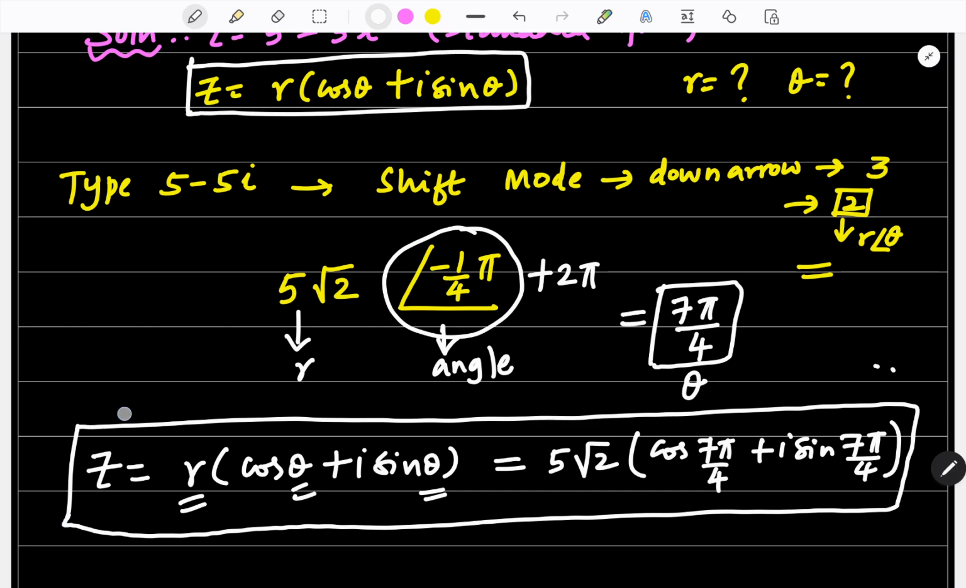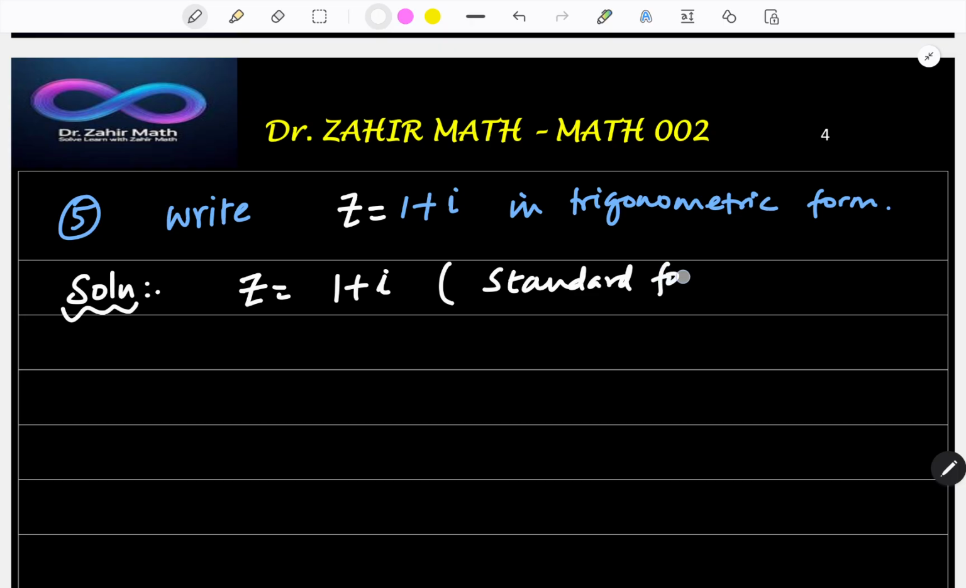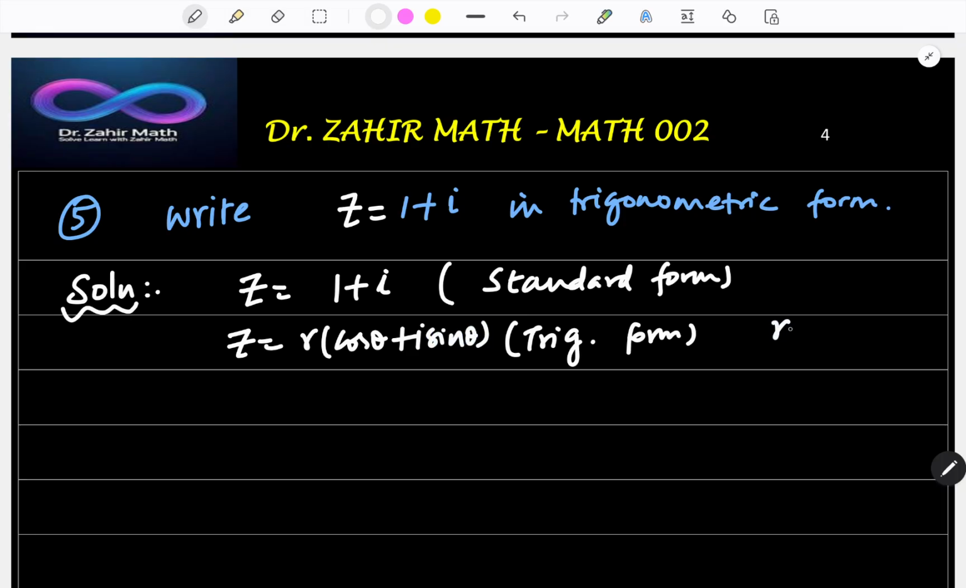Clear everybody? Right. Now let's go to the next question, which is z is equal to 1 plus I in trigonometric form. So let me go to the solution. z is equal to 1 plus I. This is called standard form. Now we want to find the trigonometric form, right? So what is trigonometric form? z is equal to r bracket cosine theta plus I sin theta. It means I need to find r and I need to find theta.